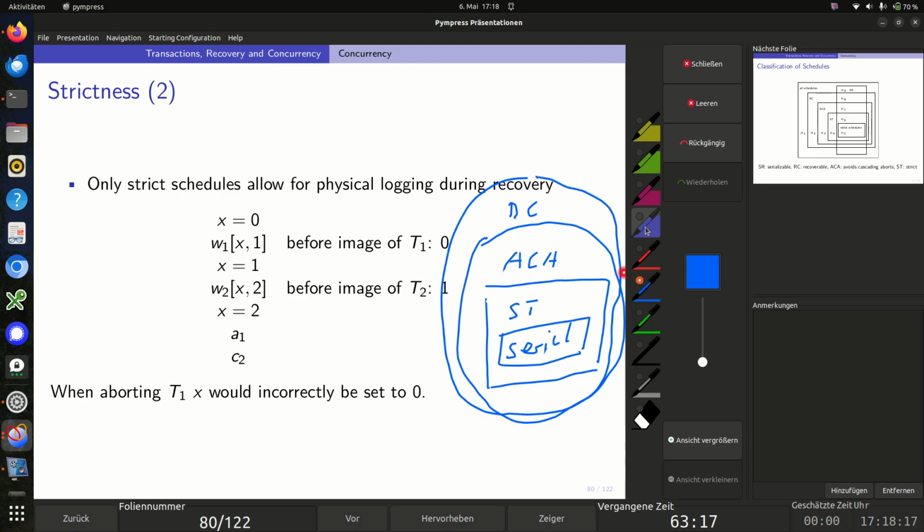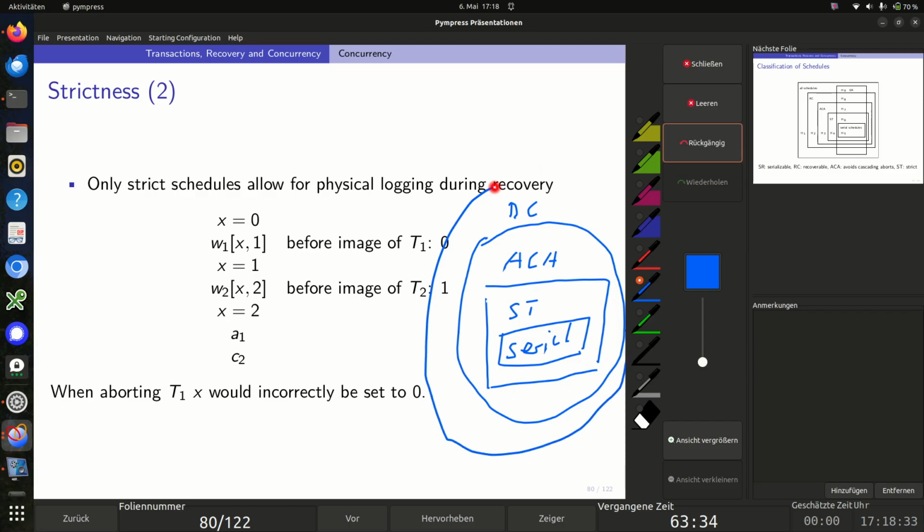Oh, I made a mistake. This should be the same, sorry. Of course it must be this way. So okay, that's the Venn diagram.